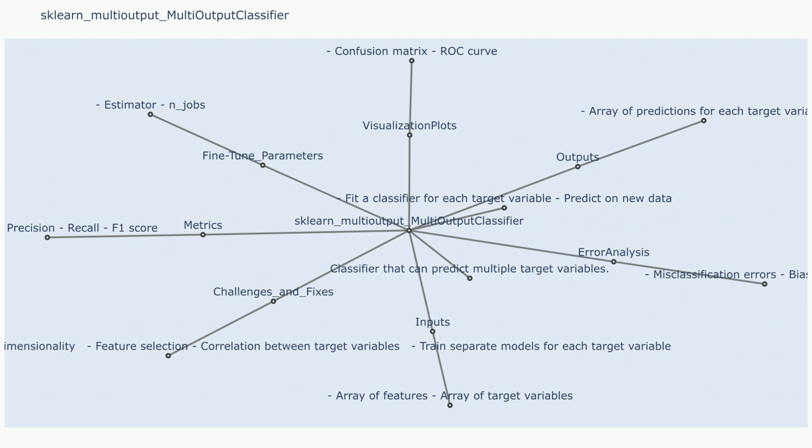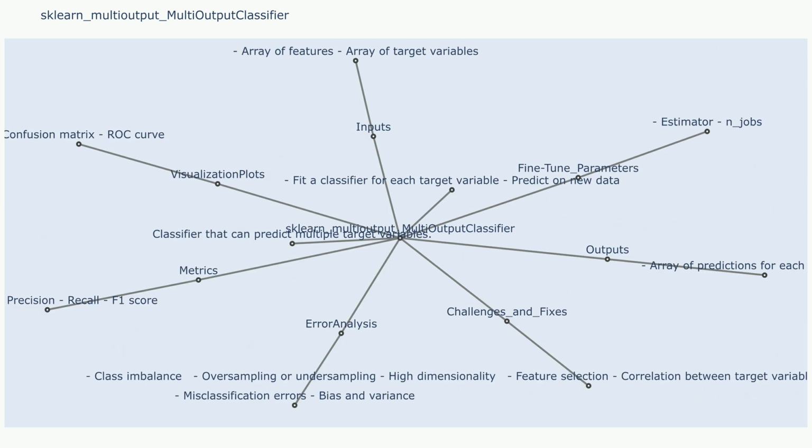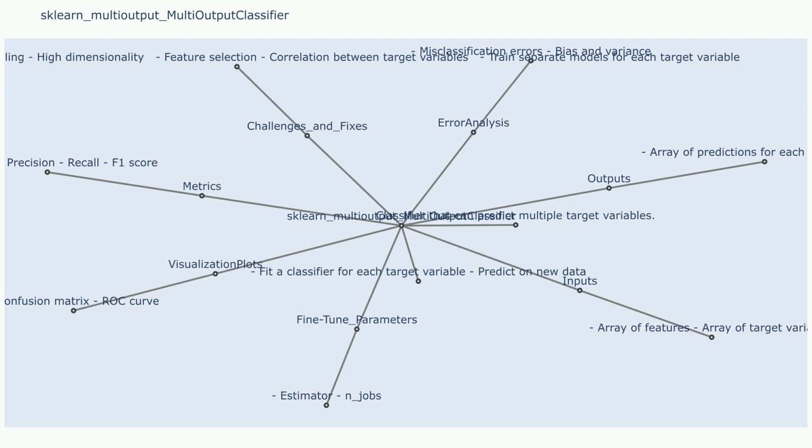This parameter controls the level of parallelism in the training process. Setting it to -1 utilizes all available CPU cores for faster training. Uncertainty methods. Uncertainty method 1: confidence scores. Some base estimators, like logistic regression, provide confidence scores for each prediction. This can be used to estimate uncertainty.